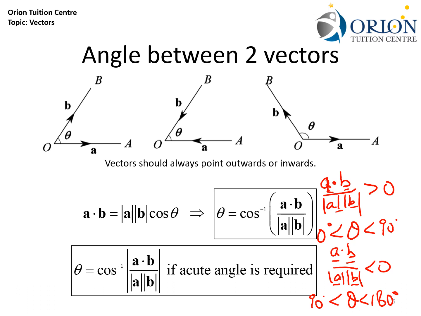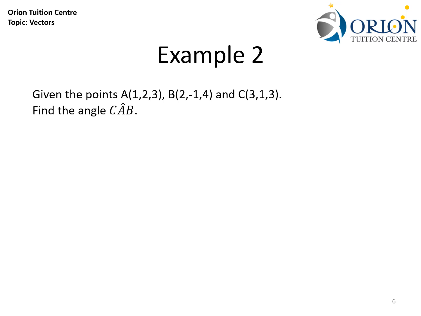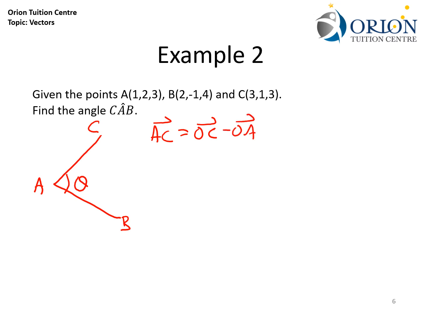In example 2, we are given 3 points A, B, and C and asked to find out what's the angle of CAB. So if we draw the diagram out, I have C, A, B, and I know their respective coordinates as well. And I'm interested to find out what's this angle theta. Therefore, I will first have to find out the two vectors AC and AB. AC will be equal to OC minus OA, which I can calculate to give me minus 2, minus 1, 0.